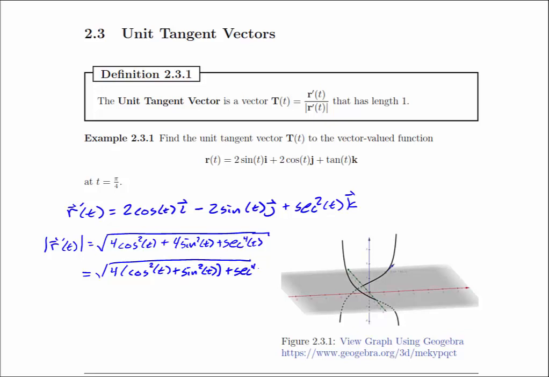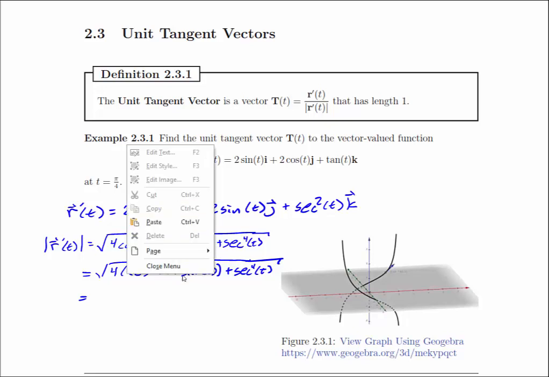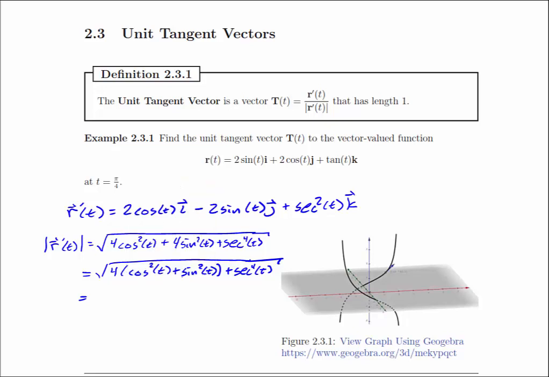Sorry for the quiet here, just getting this written. We have that. And then I use my Pythagorean identity for cosine and sine, so this gives me a value of 1 right here. So this just gives me the square root of 4 plus secant to the 4th.